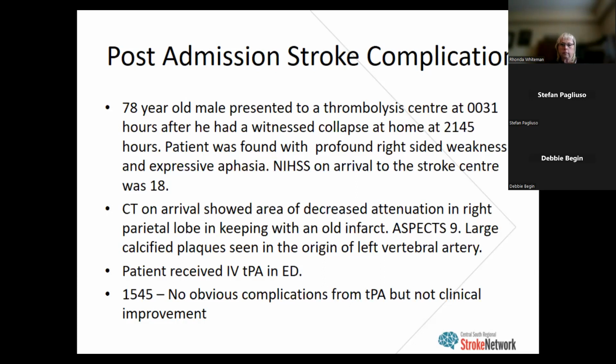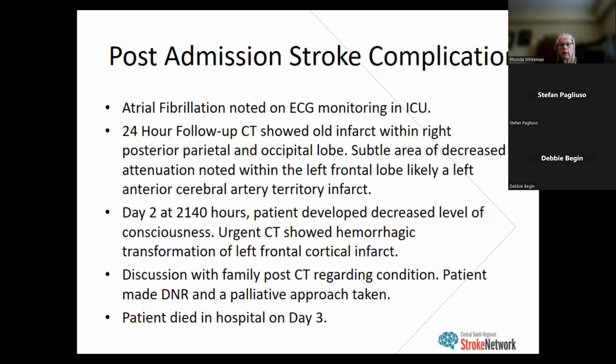Patient received IV TPA in the ED, and at 15:45 there were no obvious complications from the TPA, but not a clinical improvement. Next slide. Atrial fib was noticed on the ECG in the ICU. 24-hour follow-up CT showed an old infarct again within the right parietal and occipital lobe. There was a subtle area of decreased attenuation noticed in the left frontal lobe, and it was likely a left anterior cerebral artery territory infarct, MCA.